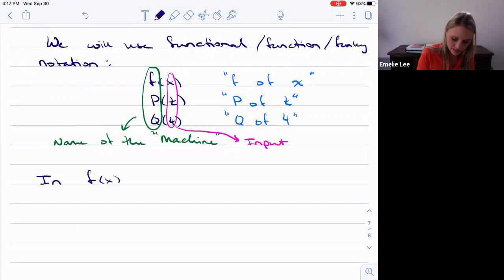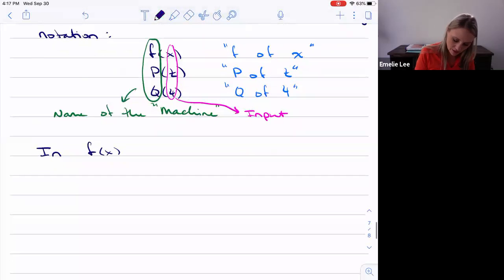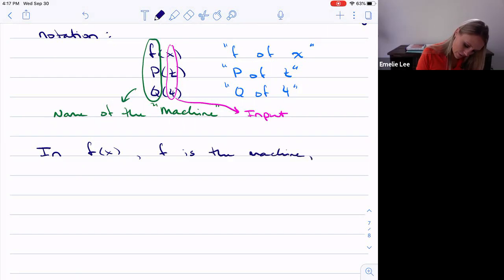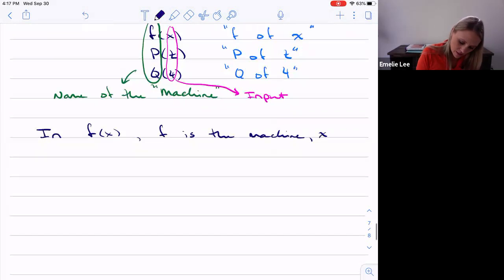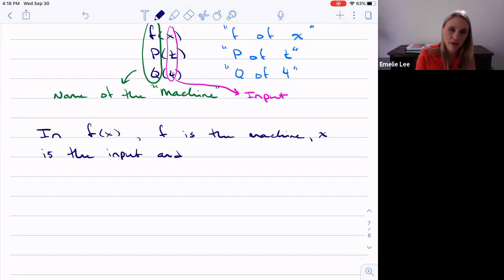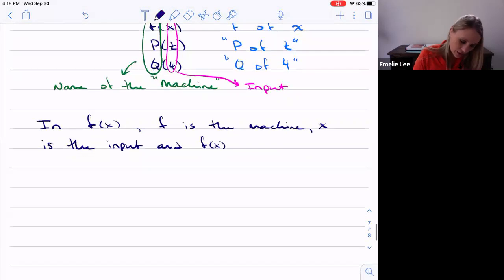So in f of x, which is kind of our typical setup, right? F is the machine, x is the input, just to summarize. And then finally, f of x itself is the output. And f of x as a whole thing is the output.